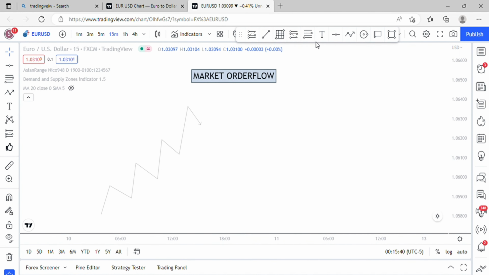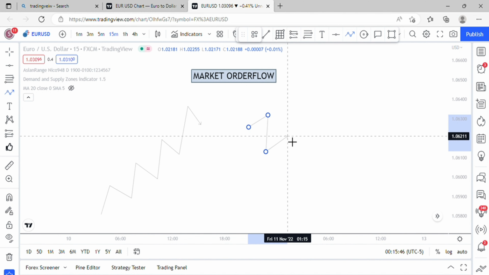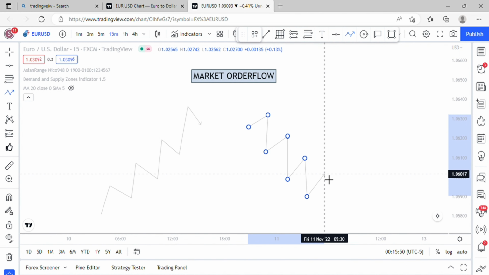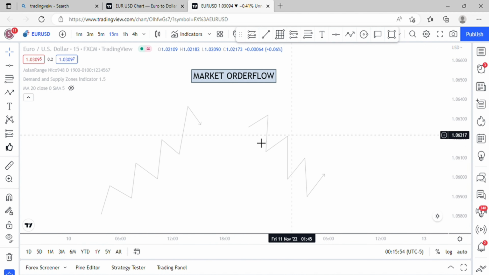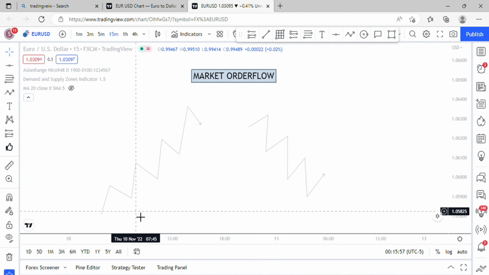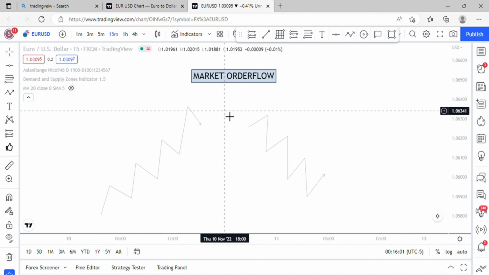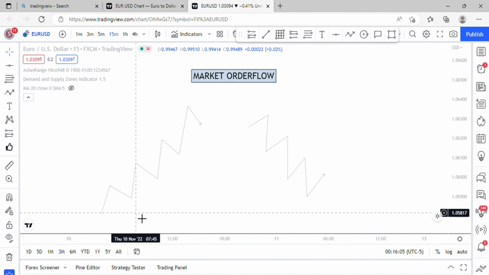And trending bearish means it's continuously breaking structure to the downside, just like this. It's continuously making lower lows, and in bullish order flow, it's continuously making higher highs. We have to identify this order flow because it's very crucial in this strategy.